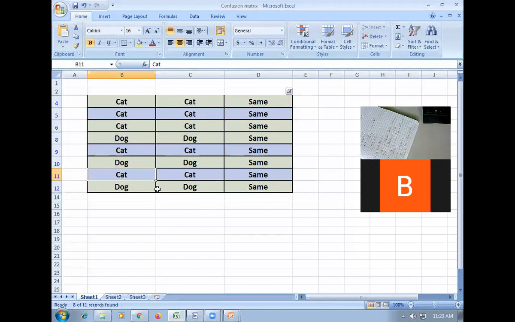Now who will say the true negative value? Actual class and predicted class will be the same, and both the classes should be negative. Negative means what? In our case, the negative class is dog. Now, how many entries are there for dog? 1, 2, and 3. So in our case, the TN value is 3. TN की value क्या होगी? 3 होगी.